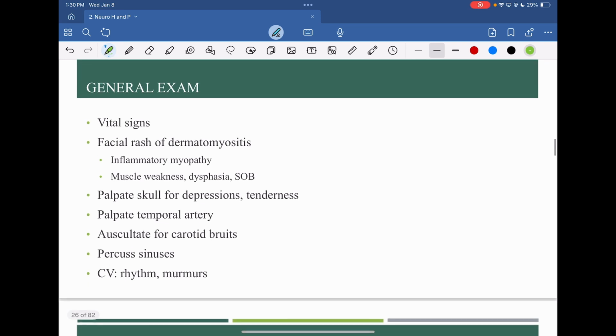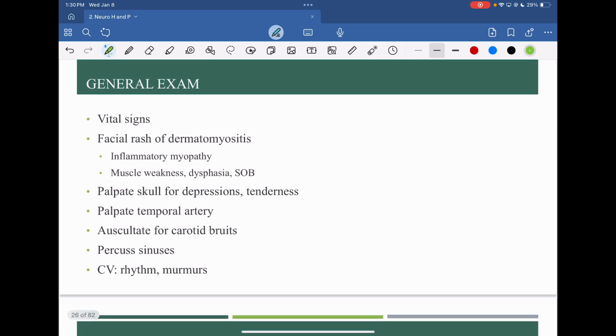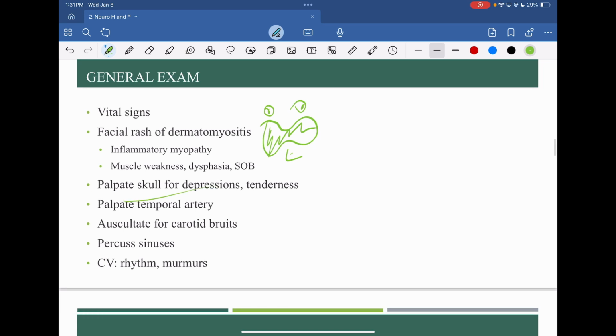General exam: check your vital signs. Check for the facial rash of dermatomyositis, the heliotrope rash. Here are the eyes, here's your nose, and it's that rash right there. Palpate the skull for depressions and tenderness. Palpate the temporal artery. Why do you do that? What are you worried about? What type of arteritis? Giant cell arteritis, so a temporal artery. Check for carotid bruits.